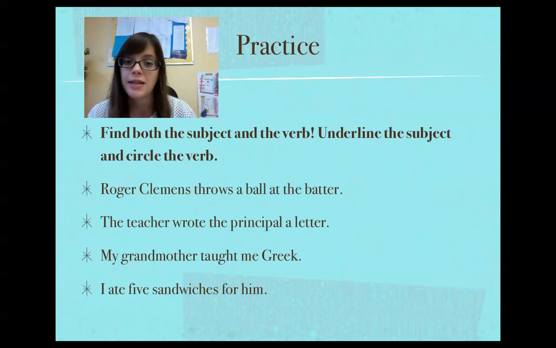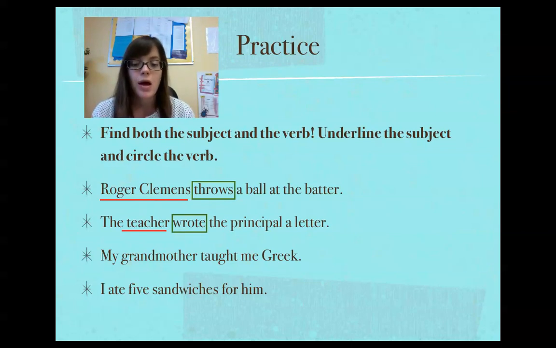All right, so let's go ahead and check these. For number 4, you should have had Roger Clemens as your noun and throws as the action that he is performing. For number 5, you should have said teacher was your subject and wrote was the verb. So the teacher is writing. That's their action. My grandmother taught me Greek. Number 6, you should have grandmother as your subject and taught as your verb.